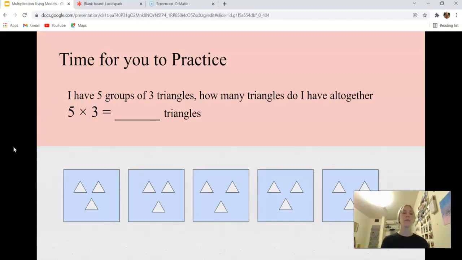Okay, so let's look at some practice. Time for you to practice. I have 5 groups of 3 triangles. How many triangles do I have all together? 5 times 3 equals how many triangles? Pause the video so you can answer this before I share the answer.